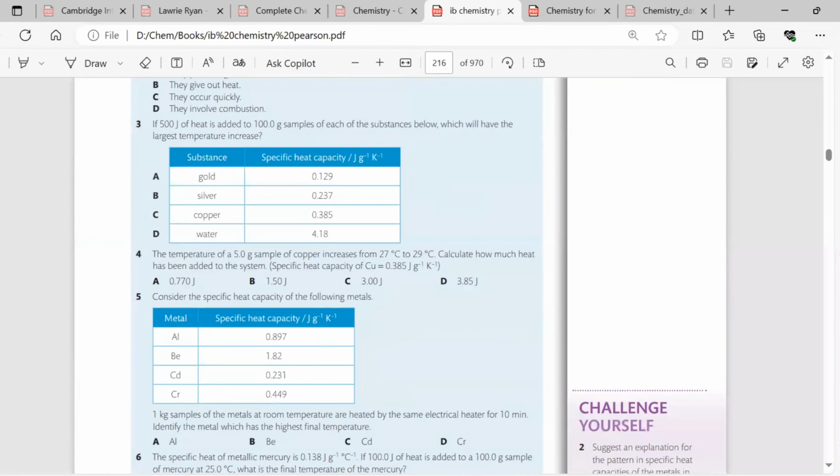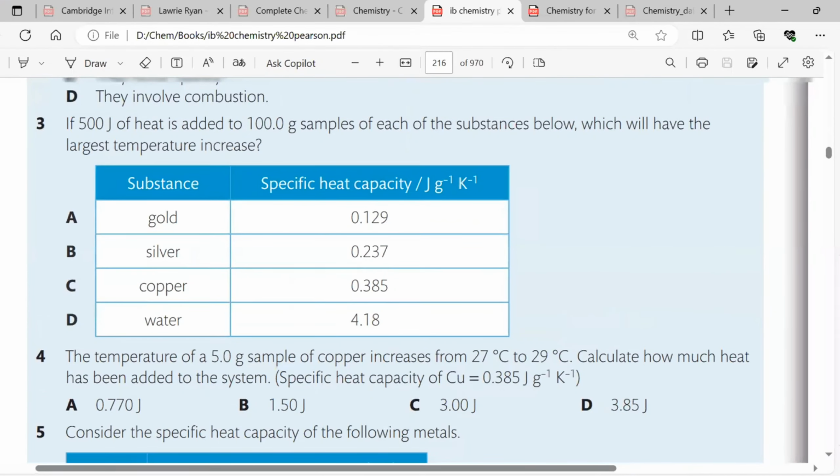See, you're getting this question, right? 500 joules of heat is added to 100 kilograms of the sample: gold, silver, copper, and water. Now the equation we have to use, what? Q is equal to mc delta T. Q divided by mc will be equal to delta T, right? Fine. So now can you tell me the answer?